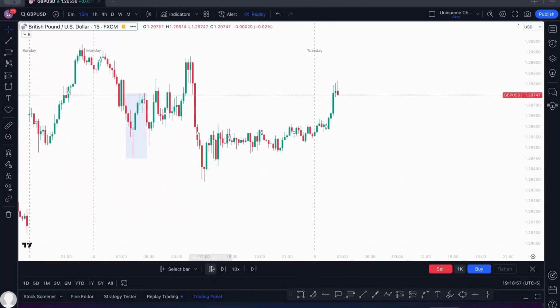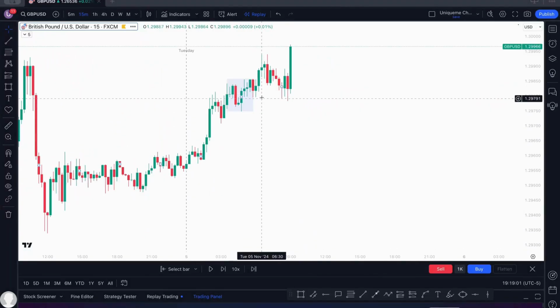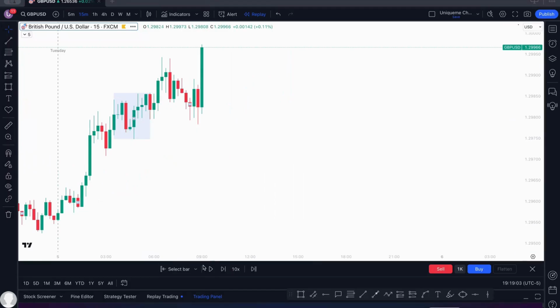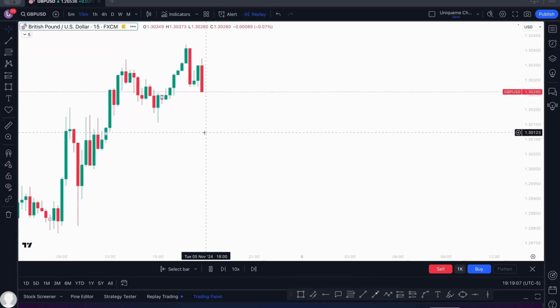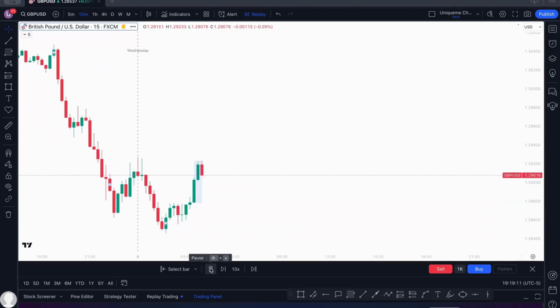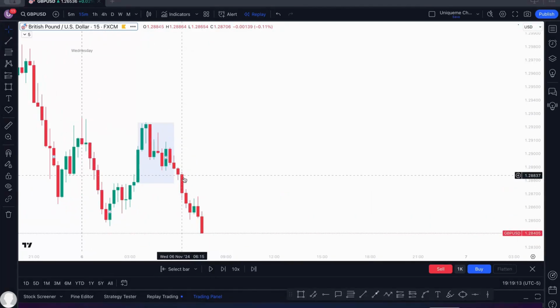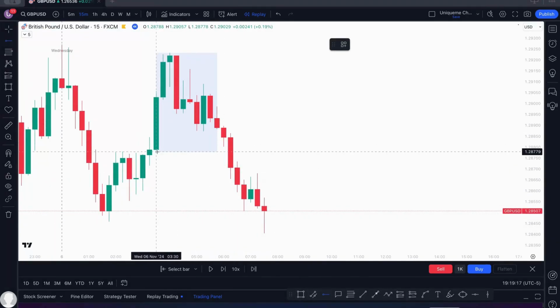Okay. It's another day. This is Tuesday. And there was no trade for this particular day also. Let's go to that New York session again. Good. Now, what happened here? Market took out liquidity here.